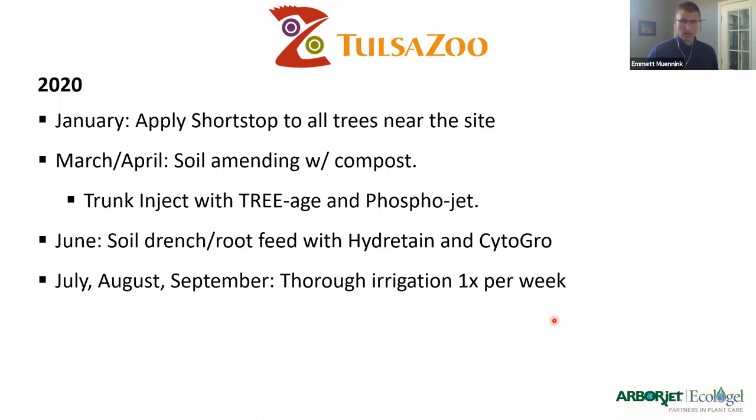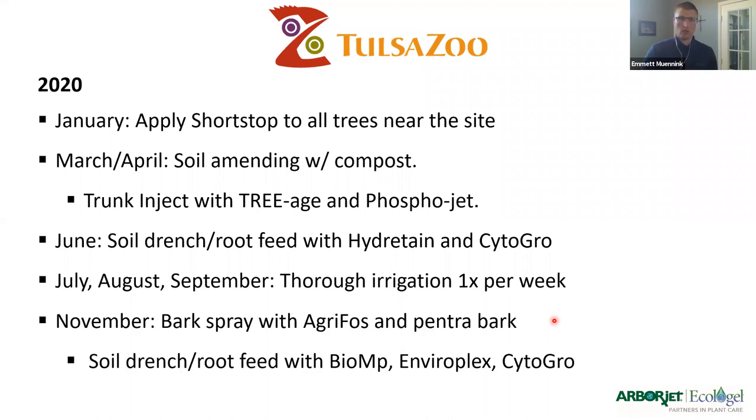The next thing I recommended was in this coming June to apply Hydratain and Cytogrow. Those are some great products that will extend the availability of water and increase the tree's root mass. So to help them through the stressful summer after all this construction has been going on. July, August, September, the hottest months of the year, go ahead and get a thorough irrigation to those trees one time per week.